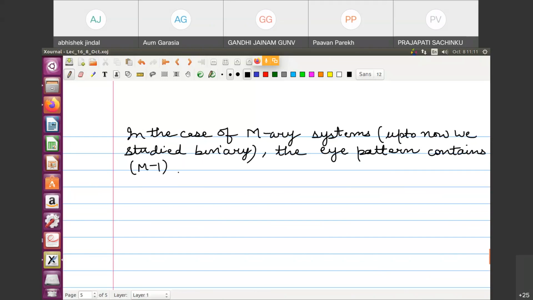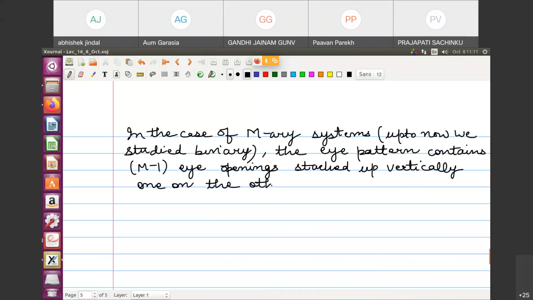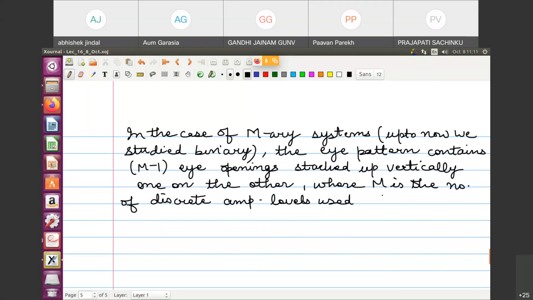M minus one eye openings stacked up vertically, one on the other, where M is the number of discrete amplitude levels used to construct the transmitter.